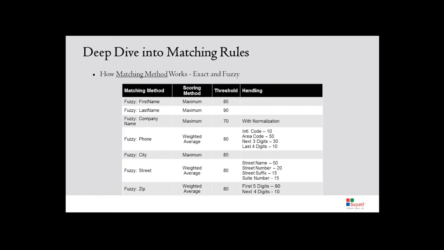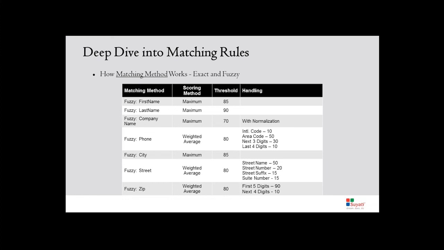Now let's deep dive into the matching methods out there. What are the different matching methods? So the first one is the exact, while the second one is the fuzzy. With fuzzy, you could see a list of options. There was fuzzy first name, then fuzzy last name, then fuzzy company name, and so on. So with exact, it is just one, but with fuzzy, you have different options.